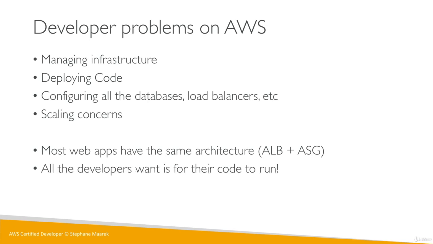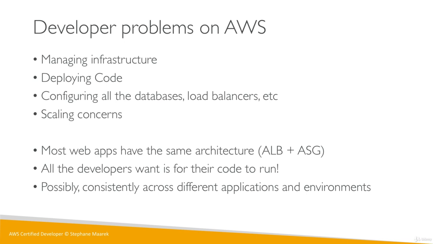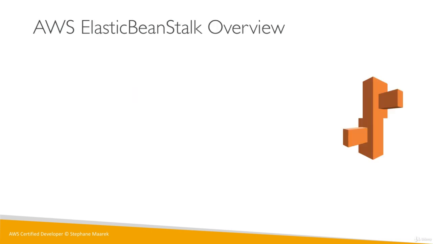So as a developer, personal wish, I want my code to run. I really don't care about the architecture. And I possibly want consistency across all my applications environment. I want a one-stop shop to manage my stuff, okay? So this is where Elastic Beanstalk comes in.